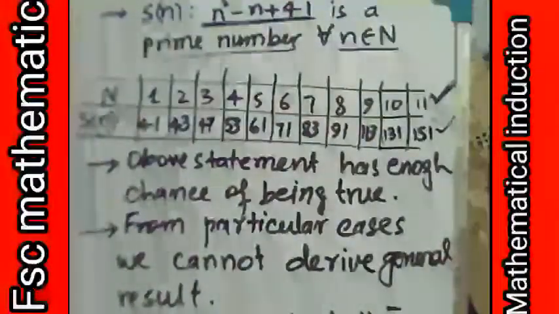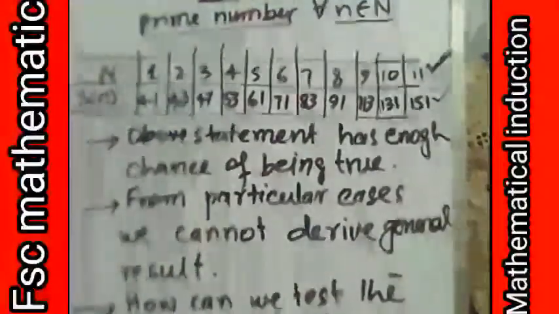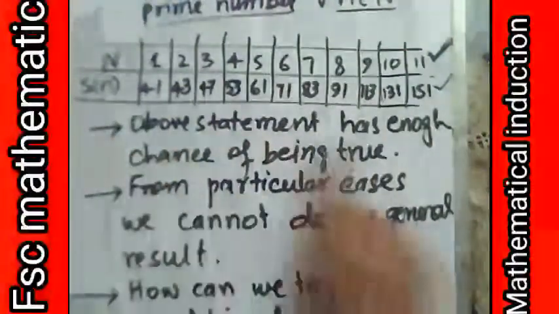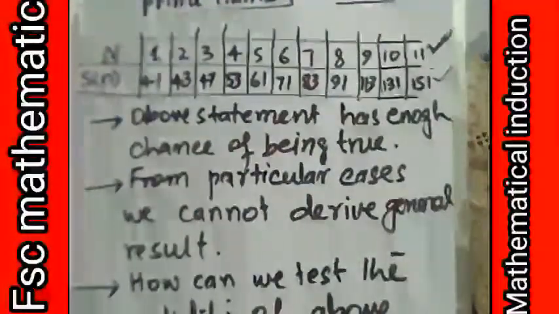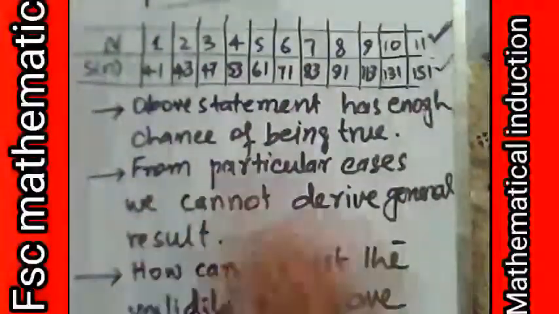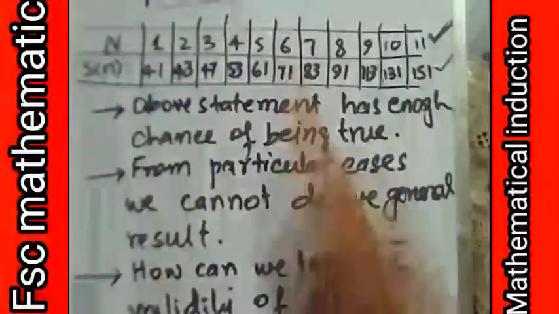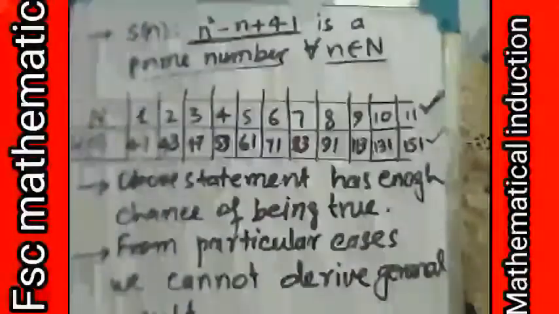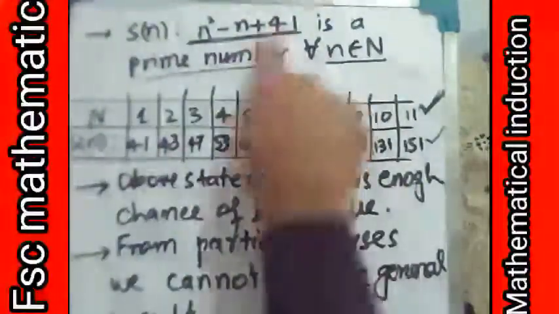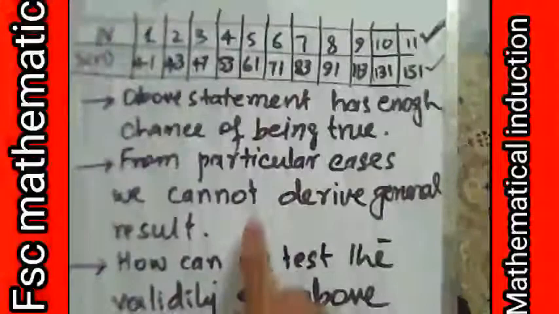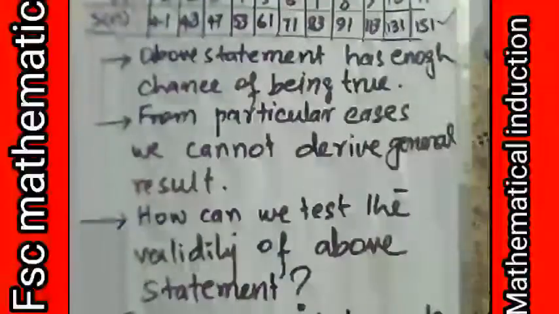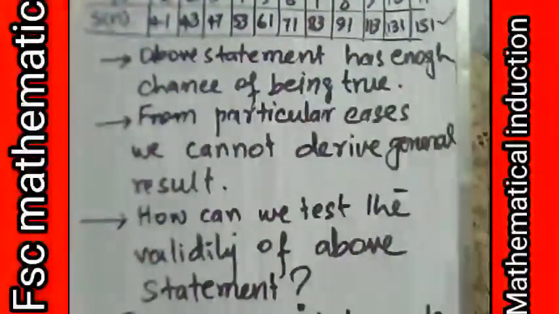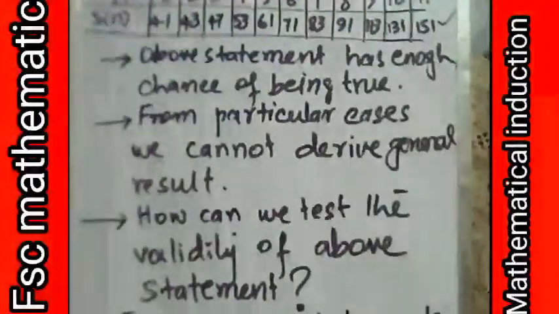No. What does mathematics say about it? The above statement has enough chance of being true because every time it gives a prime number whenever a natural number is substituted. But mathematics says from these particular cases you cannot go to a general result. You cannot say that this formula always produces a prime number. Mathematics restricts it. Despite that, we have to test whether the statement is true or false. How can we test it is the next question.